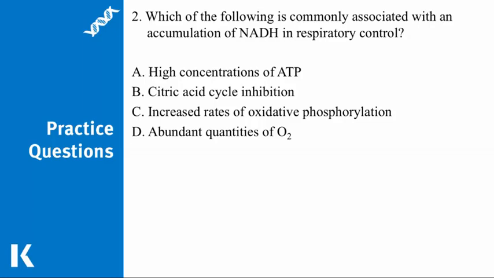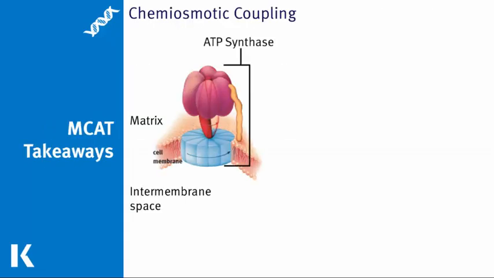The second practice question tests your knowledge of respiratory control. B is the right answer for this one. If NADH builds up, the citric acid cycle stops, so there isn't any more NADH being produced until the backlog is cleared. To recap, ATP synthase is the workhorse for making ATP.